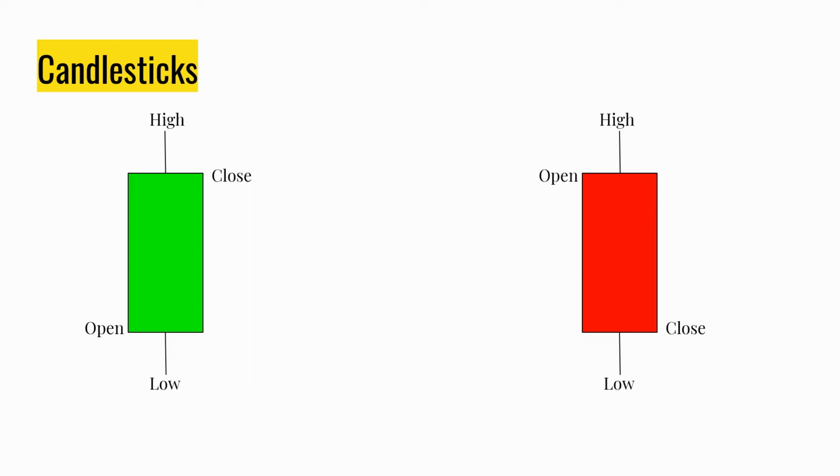Unlike bar charts, candlesticks represent bullish and bearish price action through colors. A bullish price action would show a candlestick with a shade of green, while a bearish candlestick would be any shade of red. In the case of a green candlestick, the opening price will be at the bottom of the body, while the closing price will be at the top of the body. In the case of a red candlestick, the opening price will be at the top of the body, while the closing price will be at the bottom of the body.